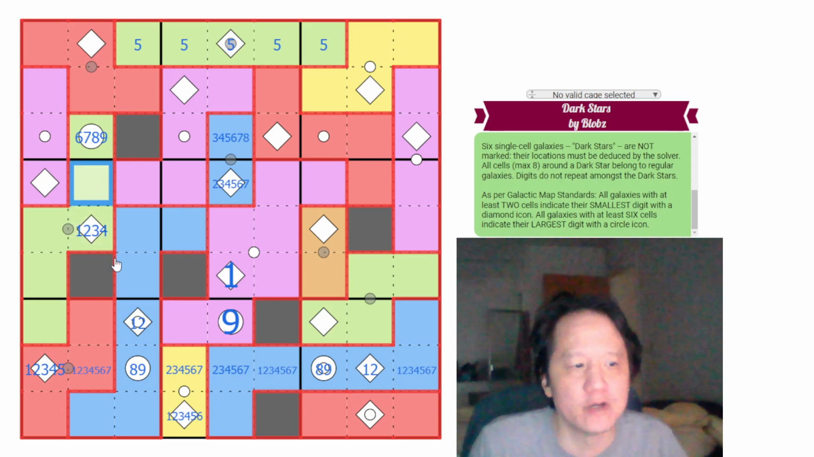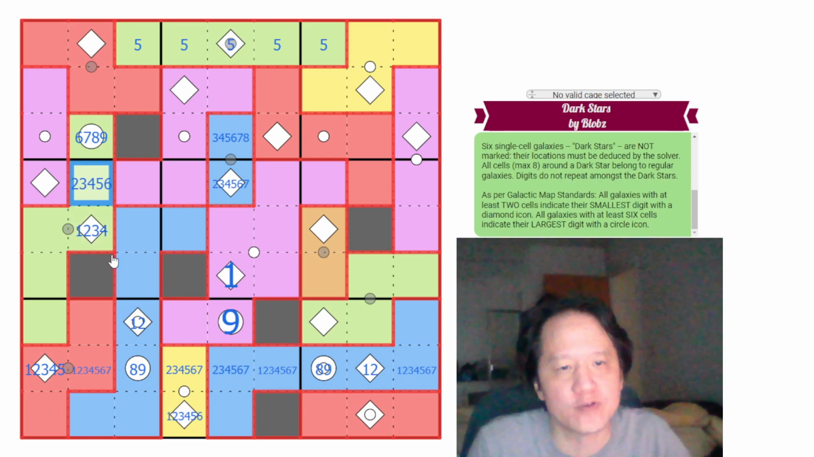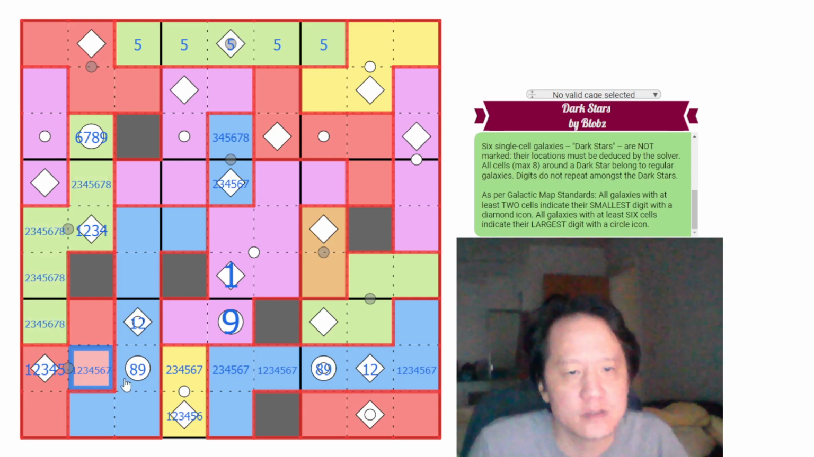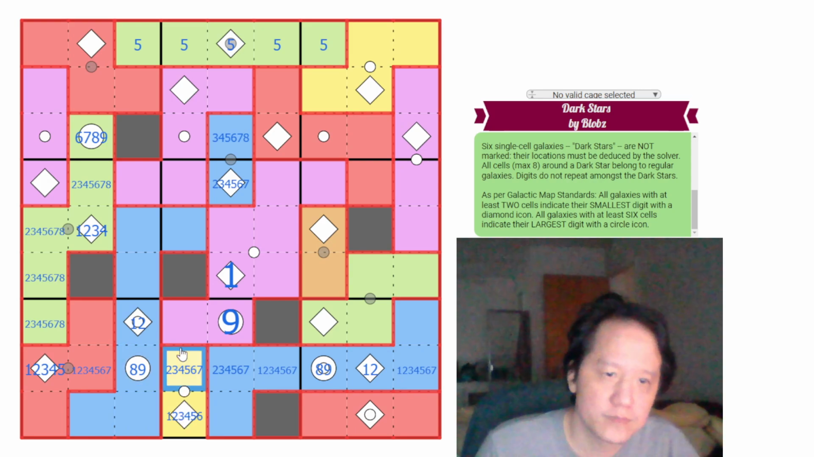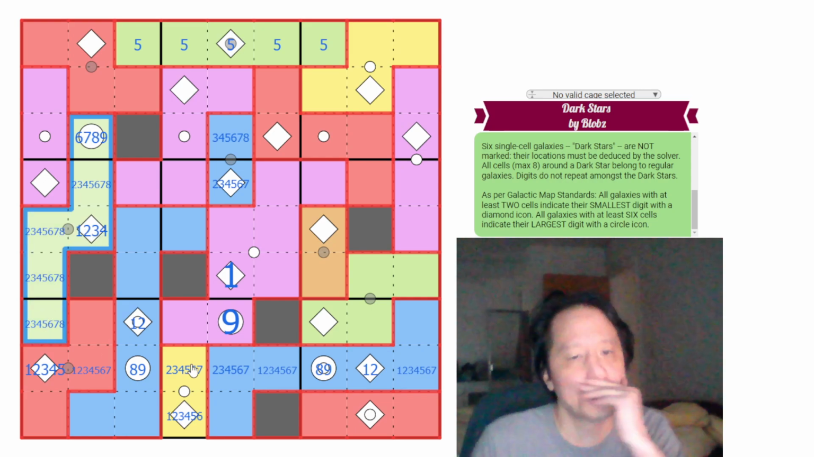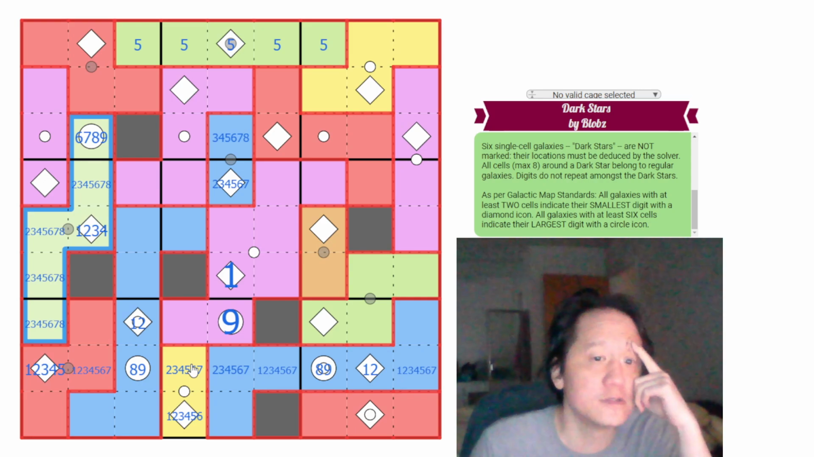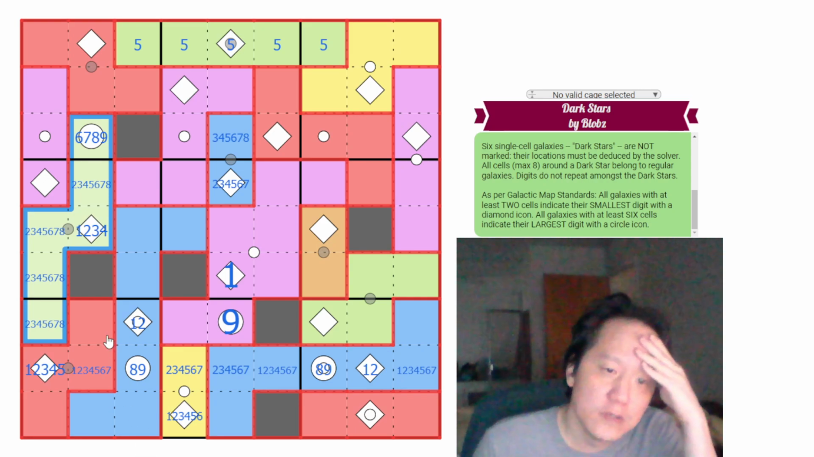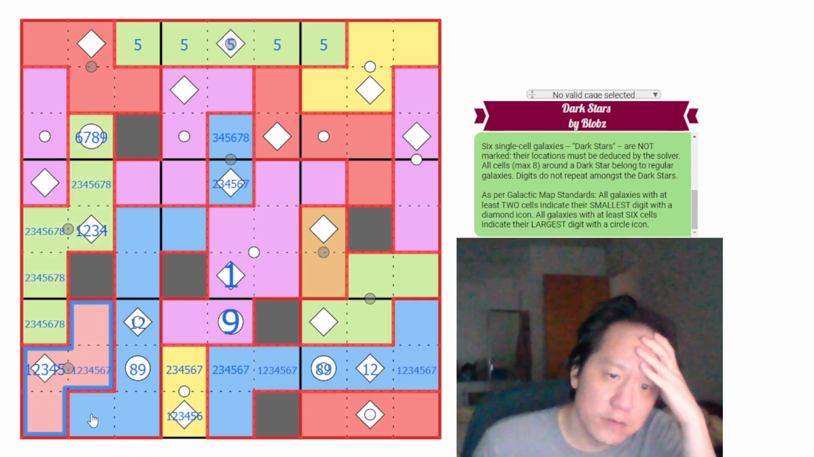This can't be 1 or 9. So this is 2, 3, 4, 5, 6, 7, 8. Because this is Renban and it's 6, it's either 1 through 6, 2 through 7, 3 through 8, or 4 through 9. This could be 9. That could be 9.